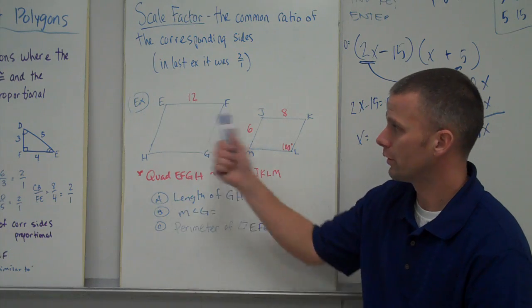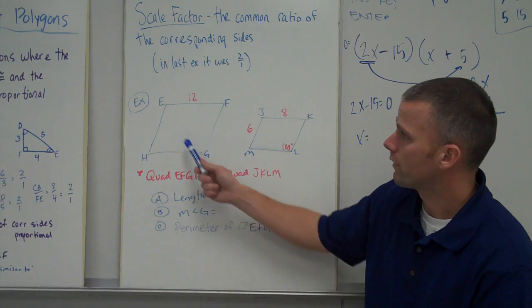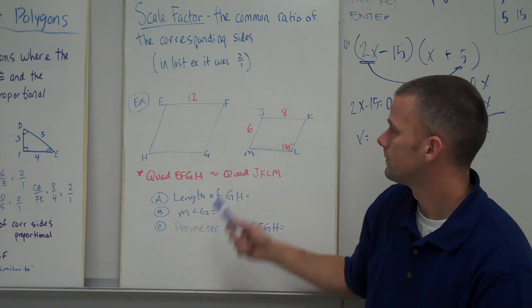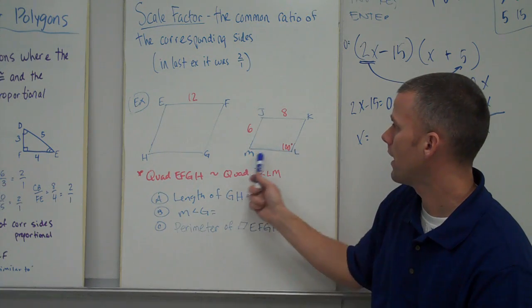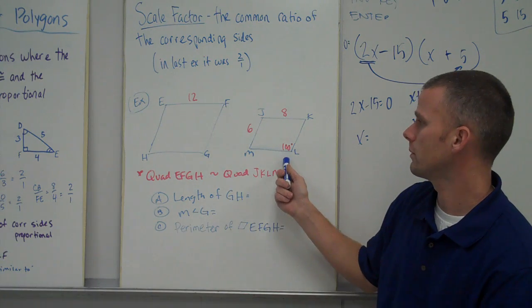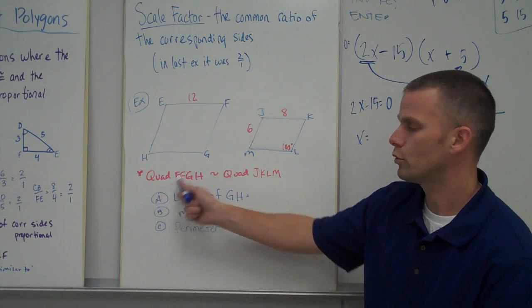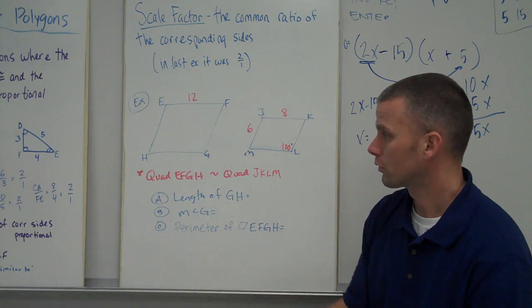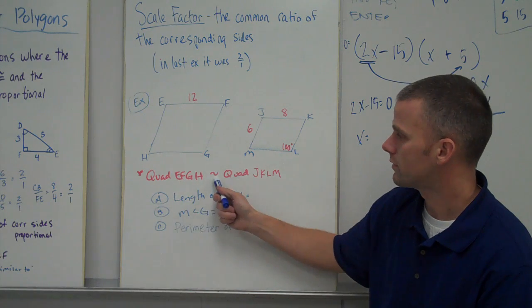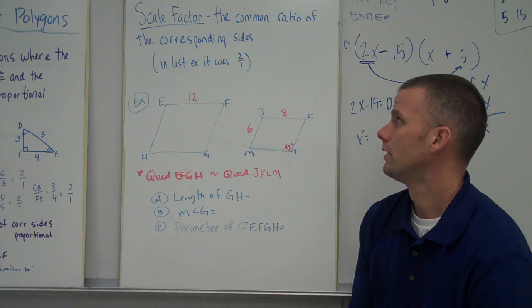We've got an example here involving two quadrilaterals that look like parallelograms here. We've got quadrilateral EFGH, quadrilateral JKLM. We can see we've got some side measurements here, as well as a measure of angle L. Now I'm telling you that the two quadrilaterals are similar. Quadrilateral EFGH is similar to quadrilateral JKLM.